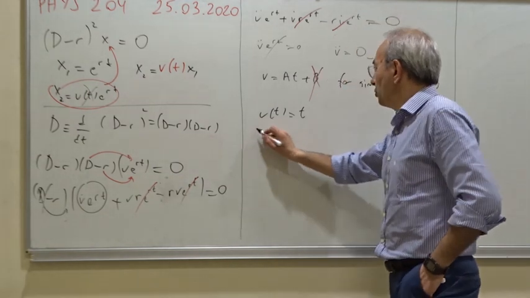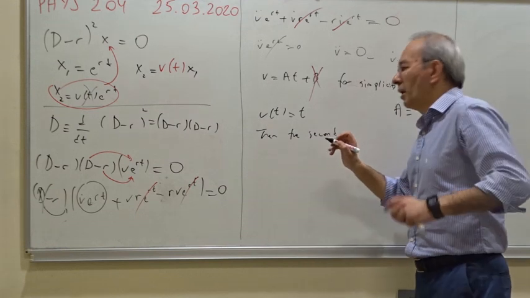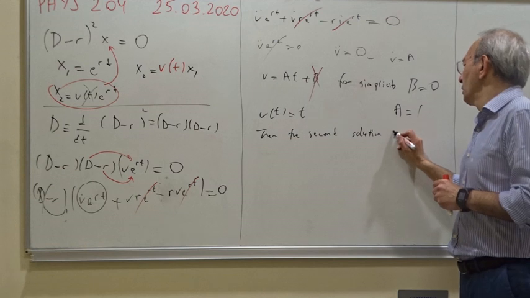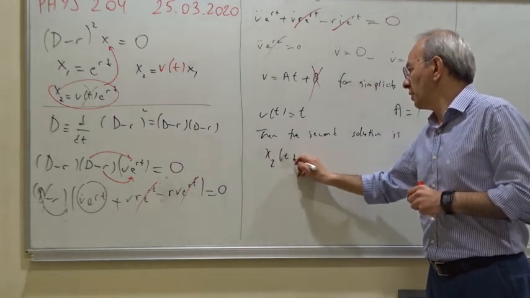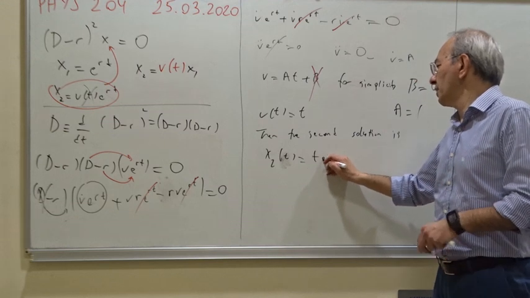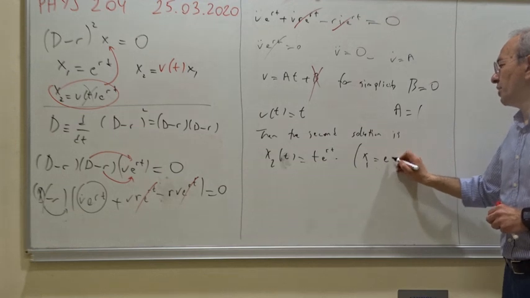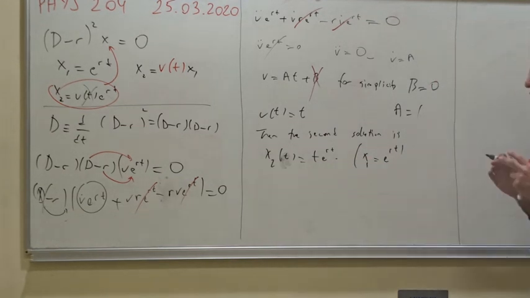So the second independent solution is x2 of t, which is t times e to the rt. x1 was, remember, x1 was just e to the rt. Second is t times e to the rt for the simplest case.